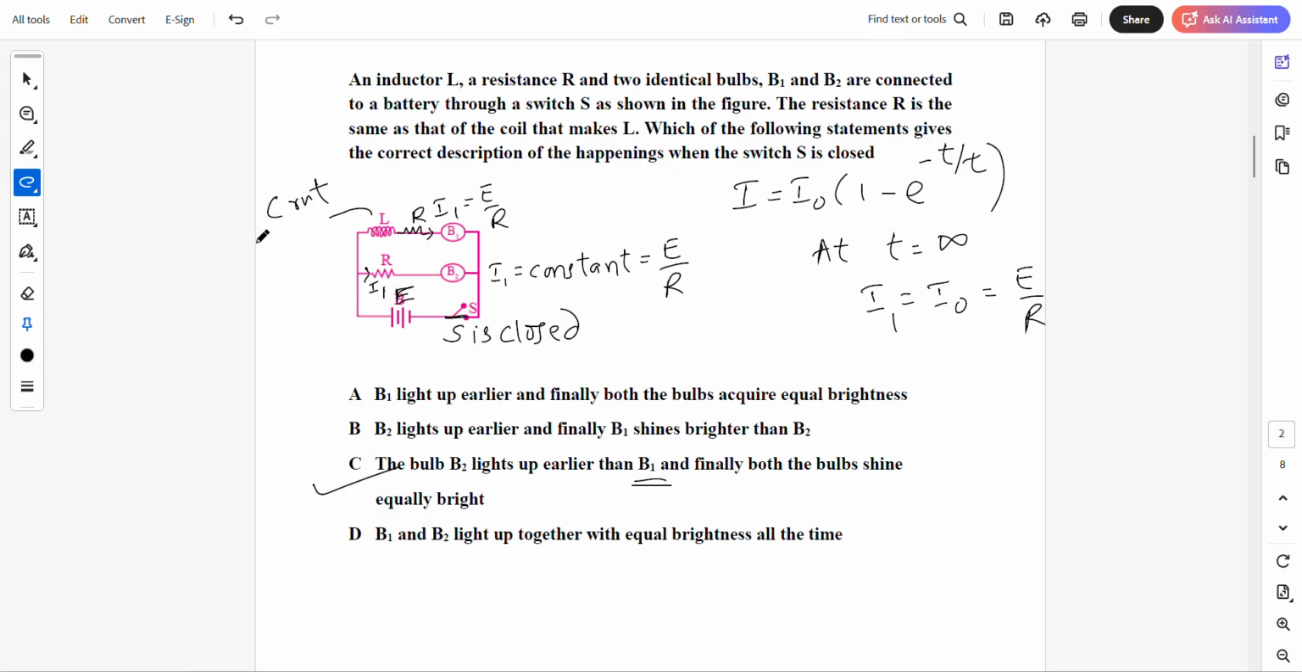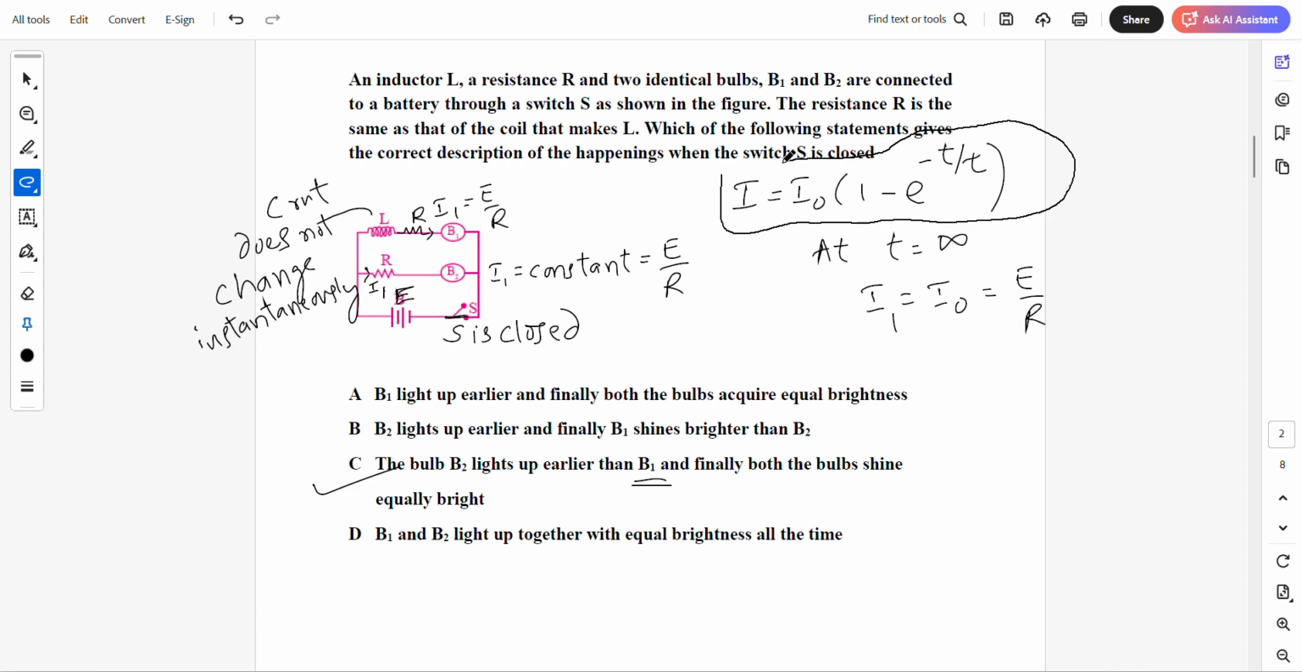instantaneously in case of inductor. And that equation is given by I is equal to I naught into 1 minus e to the power of minus t by tau, where tau is the time constant, that is given by L by R.